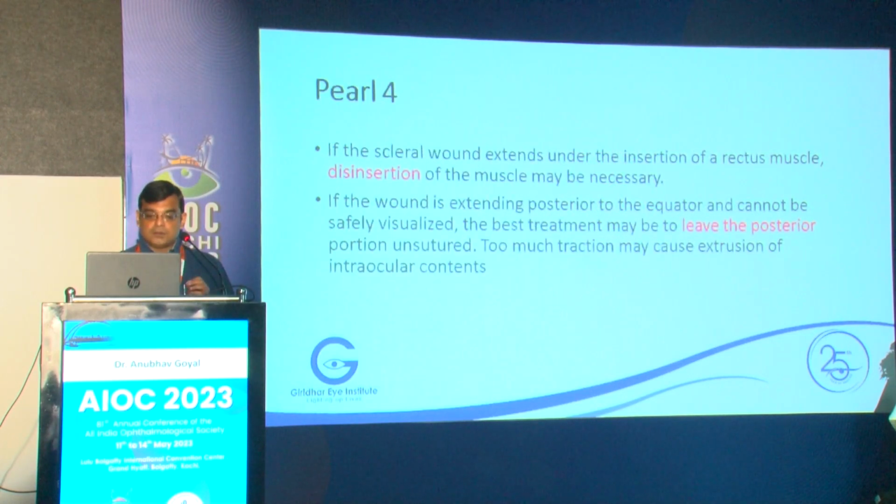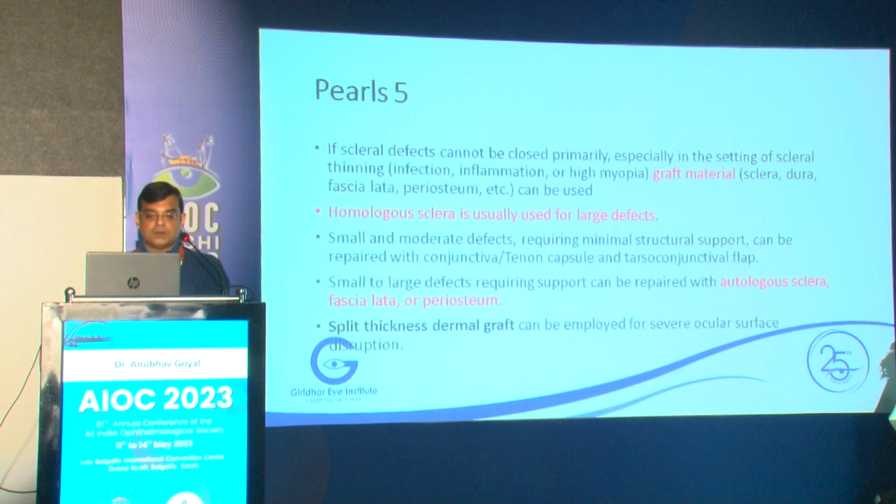And if the wound is extending below the rectus muscles, you have to disinsert the rectus muscle to see carefully the extent of the wound, and you have to reinsert the muscles later on. And if the wound is very posterior and you are not able to see the posterior-most extent, you can leave it, but as far as possible try to expose the posterior-most location and suture it. Should not leave any open edge of the tear.